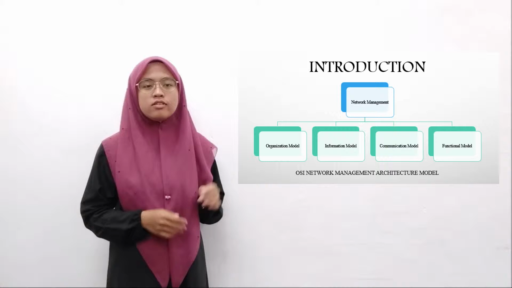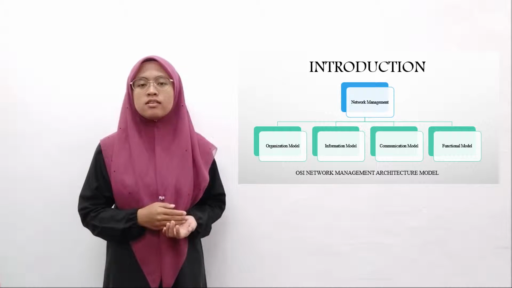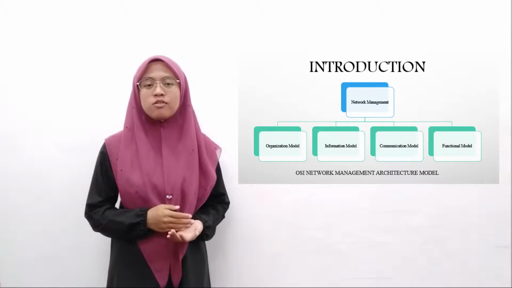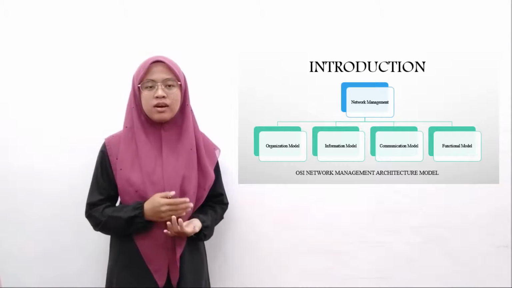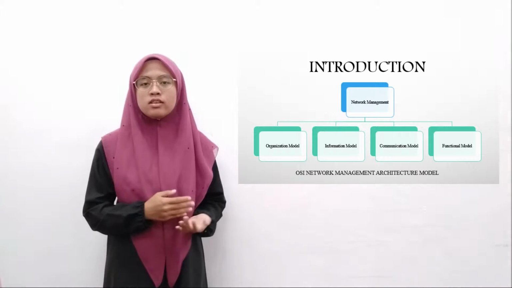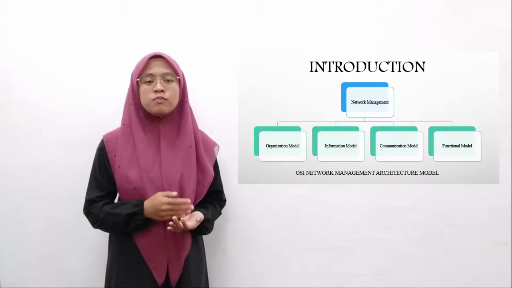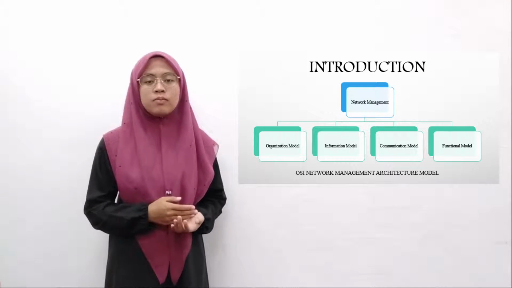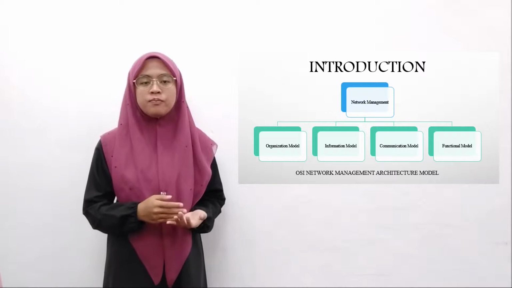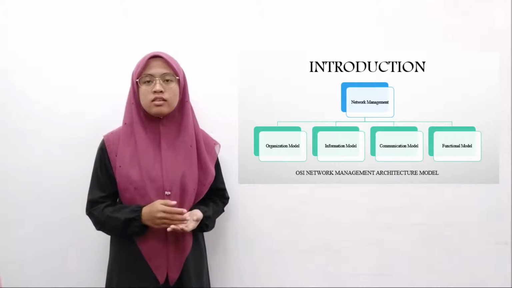For the second model, the information model, it deals with the structure and organization of management information. ISO specifies the structure of management information, SMI and MIB, the relationship and storage of management information. For the third model, the communication model, there are three components: management application processes that function in the application, layer management between layers, and layer operation within the layers.